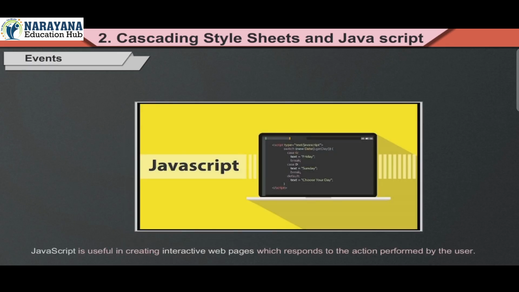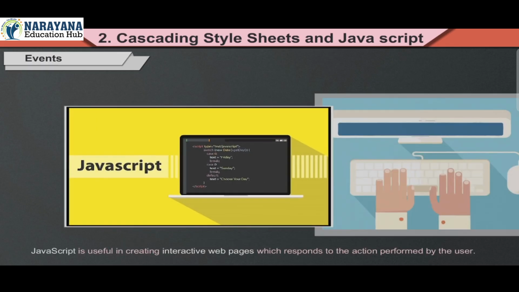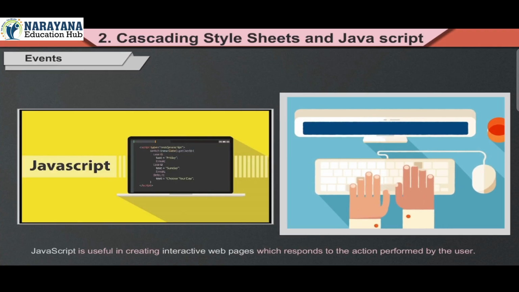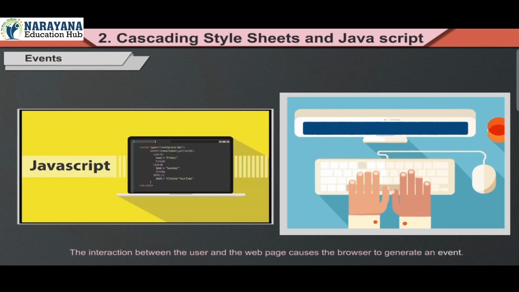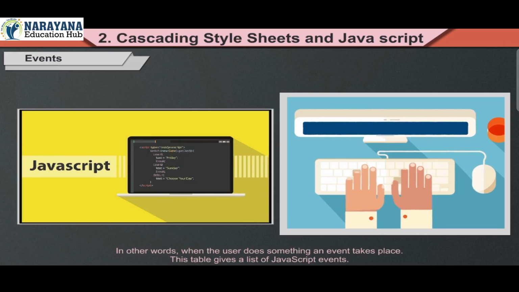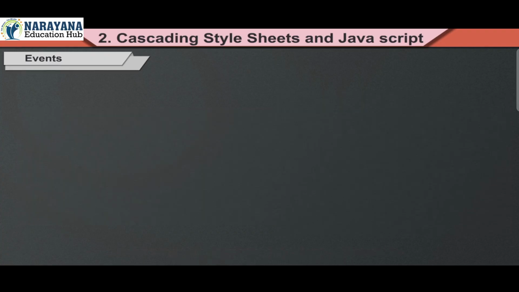Events. JavaScript is useful in creating interactive web pages which respond to the action performed by the user. The interaction between the user and the web page causes the browser to generate an event. In other words, when the user does something, an event takes place. This table gives a list of JavaScript events.